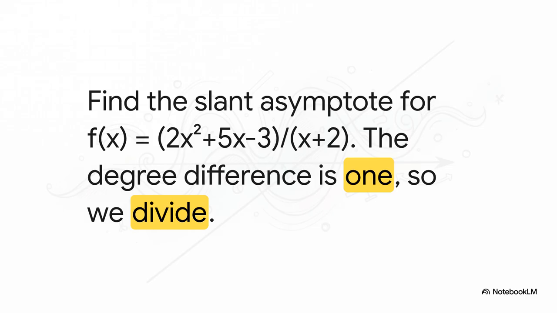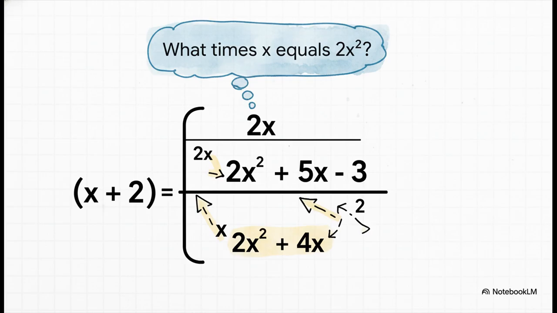The degree on top is 2, on the bottom it's 1. The difference is 1. So we know for sure there's a slant asymptote. Let's go find it with some long division. Okay, let's set up the division.